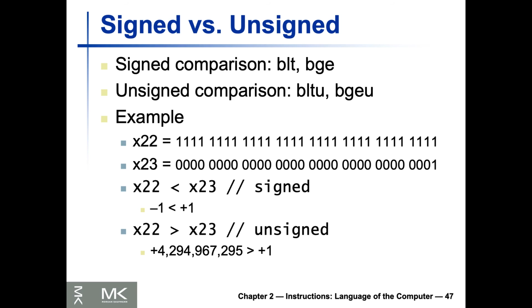For instance, for the first one, X22 and X23, we can do a signed comparison with BLT, and that would be the result. But for an unsigned comparison, they need to compute the actual value that these ones are representing, and then they're going to come up with the comparison. So this represents a way larger value than that with just one, right? All 0 and 1. Okay? Clear?